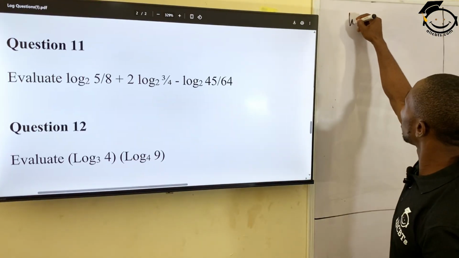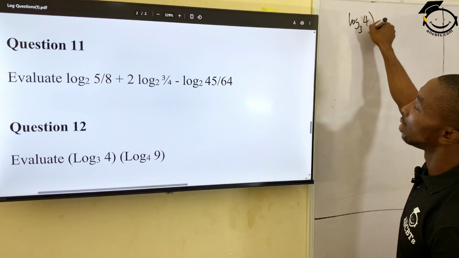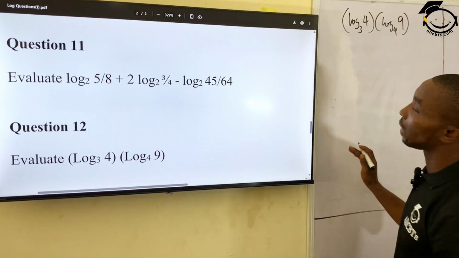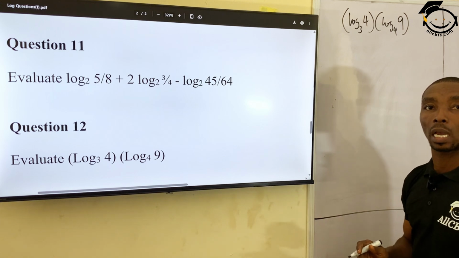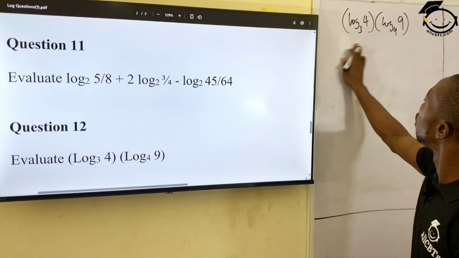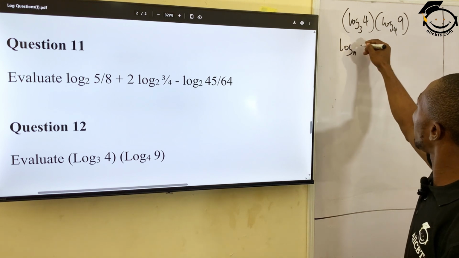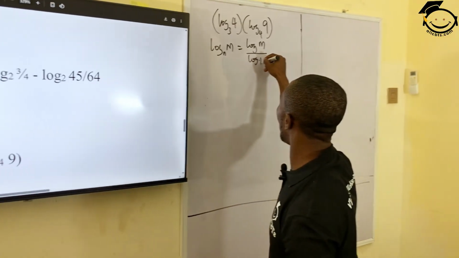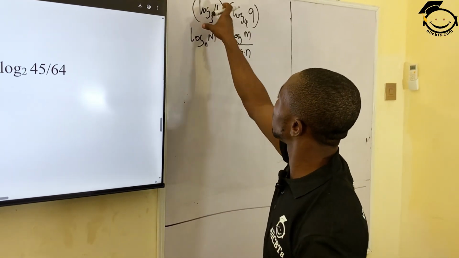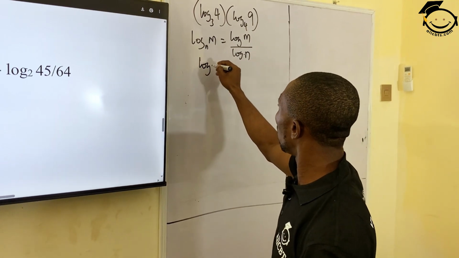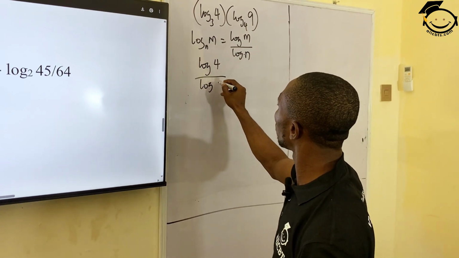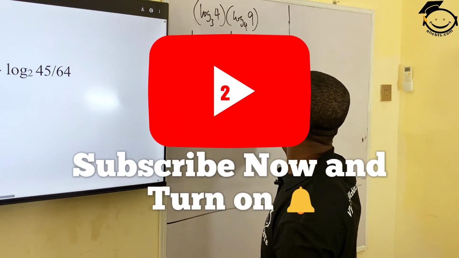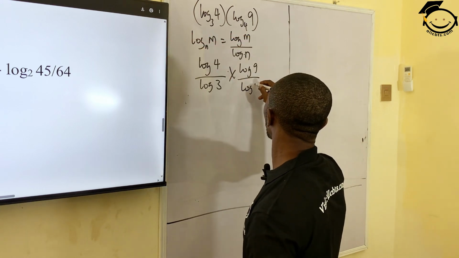Evaluate log_3 4 times log_4 9. Now, in evaluating this, we are going to use our change of base law, where log_n m becomes log m over log n. Applying this change of base law, this becomes log 4 over log 3 times log 9 over log 4.